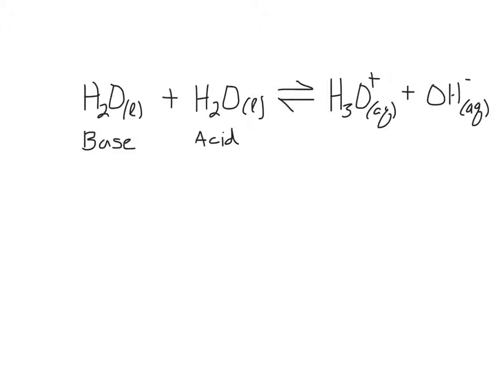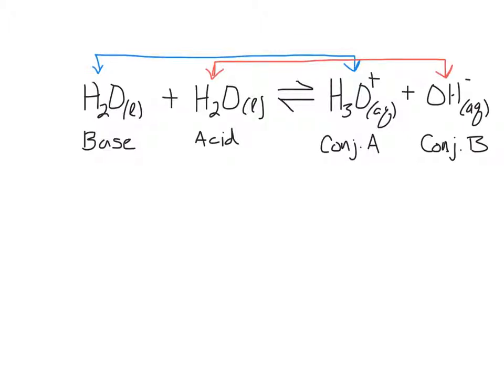Notice that water is a species that can act both as a Bronsted-Lowry acid and as a Bronsted-Lowry base, and is therefore amphoteric. Let's identify the conjugate acid and conjugate base of water in the reaction above. Notice that hydronium, H3O+, is the conjugate acid of the water molecule acting as a base, and hydroxide is the conjugate base of the water molecule that's acting as an acid.